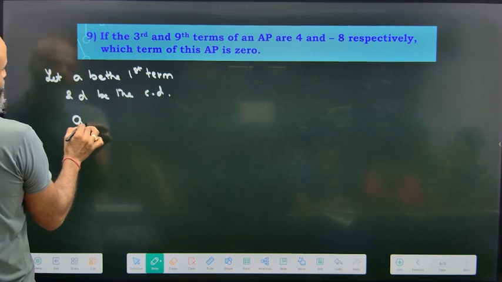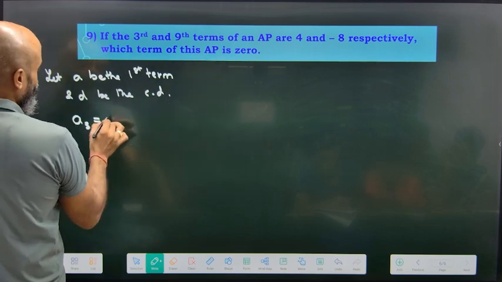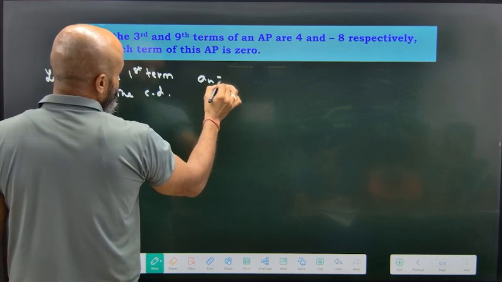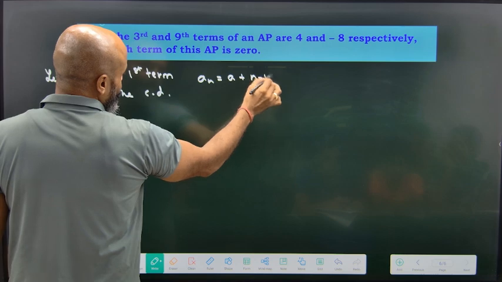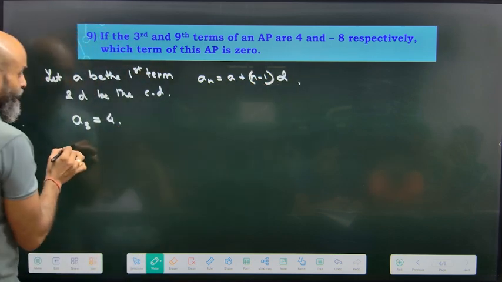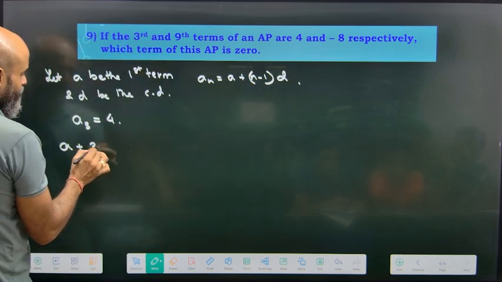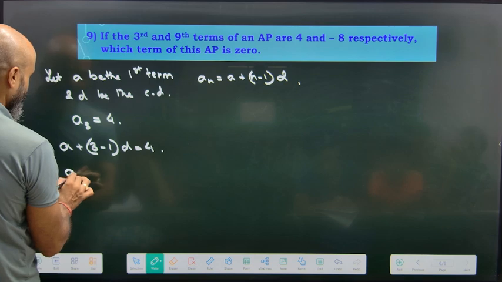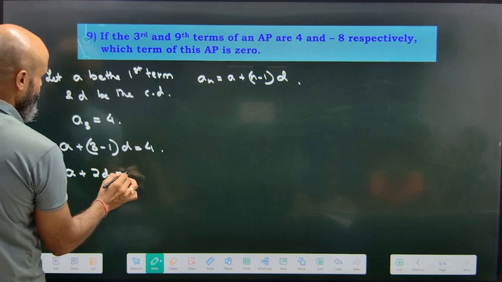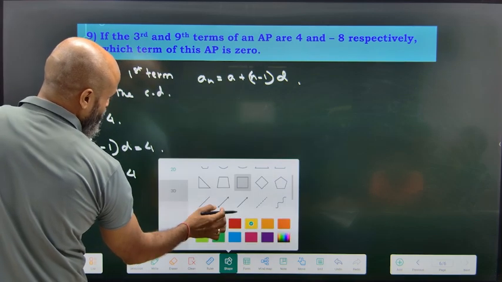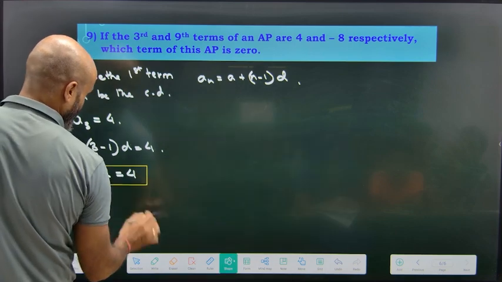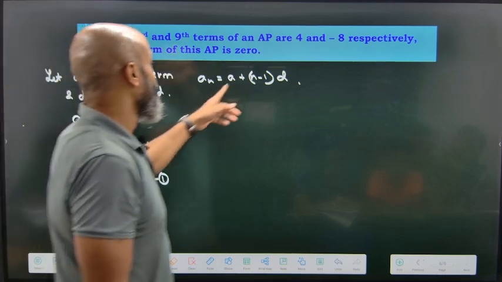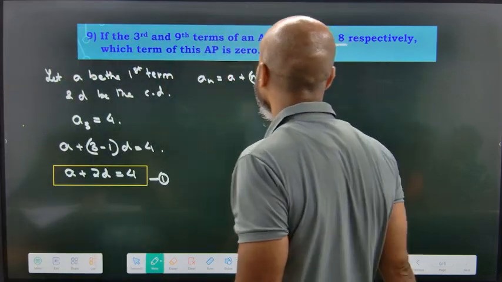So third term, that is A3, is equal to 4. Applying the formula, AN is equal to A plus N minus 1 into D. So A3 will be A plus 3 minus 1 into D is equal to 4. So that is A plus 2D is equal to 4. Clear? This is equation 1.